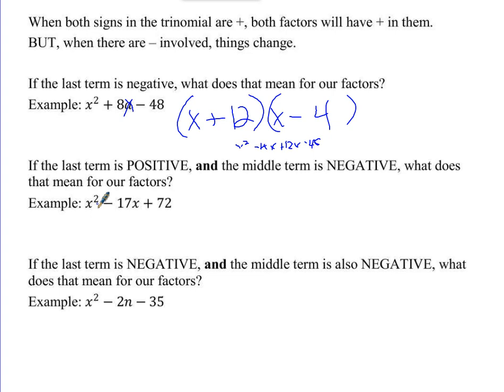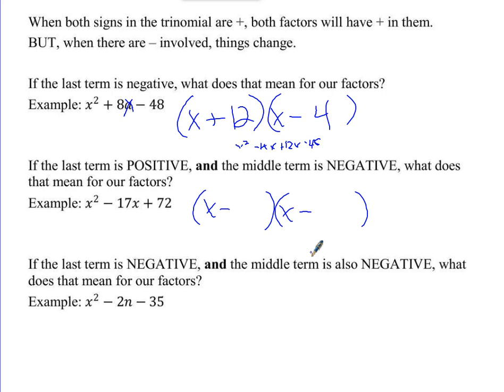So that means I can set up my FOIL problem. And I haven't even thought of the numbers yet, but I know that I can set up FOIL, and I know I can put my x's in there, and I know that both of my signs have to be negative. Now all I got to do is make sure I pick the right two numbers.